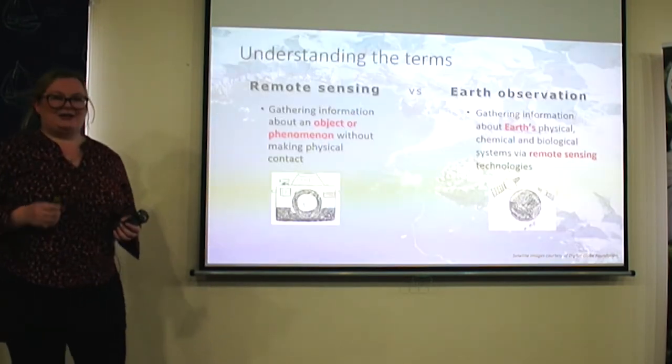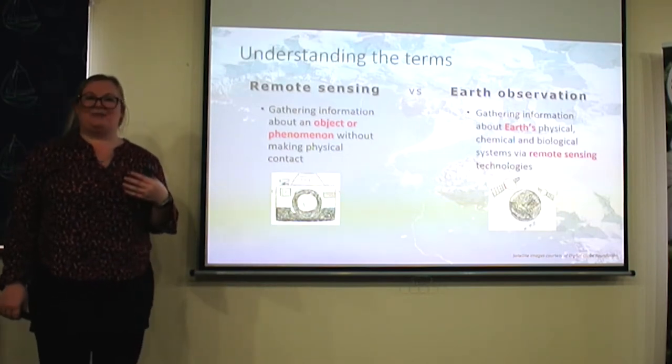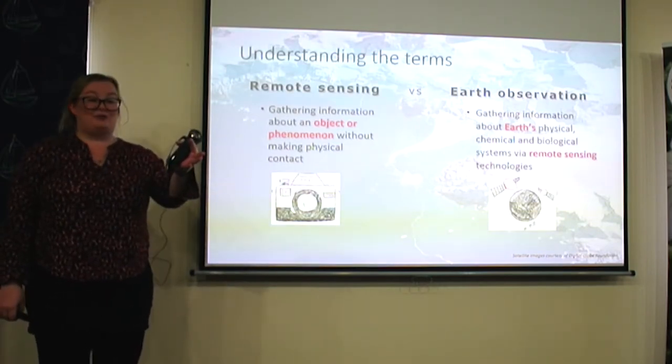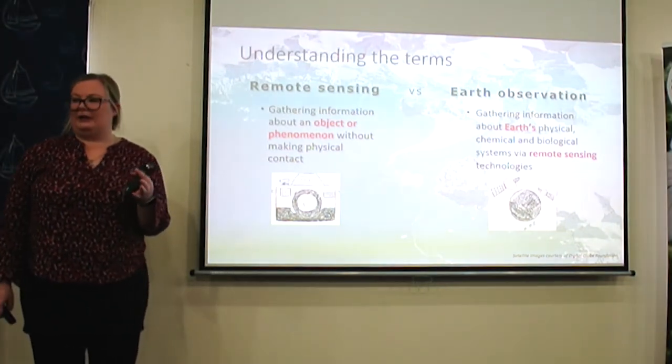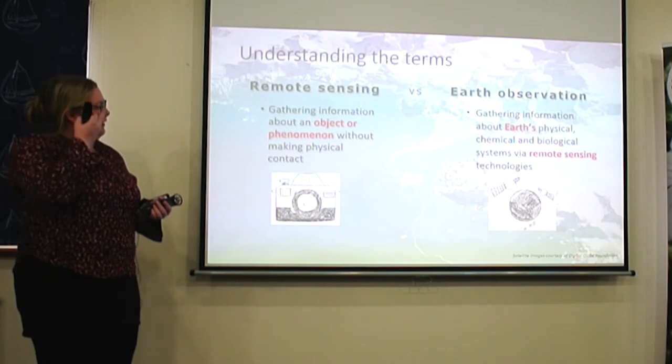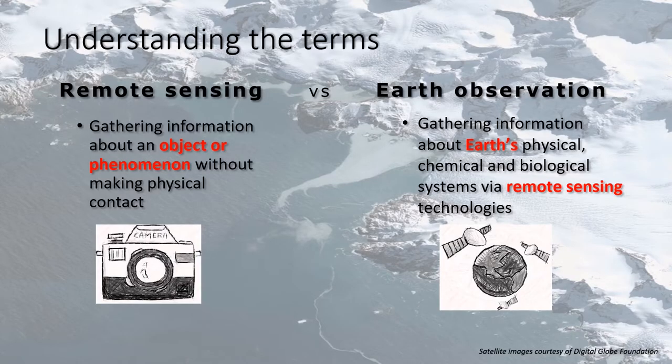So let's start with understanding the terms. You have already heard me referring to Earth Observation and Blessing referred to Remote Sensing. The two terms are used interchangeably in the community, but they don't mean the same thing. Remote Sensing is literally just gathering information about an object without touching it. So our eyes are remote sensors. The camera is a remote sensor. But Earth Observation is using remote sensing technologies to gather information about the surface of the planet.